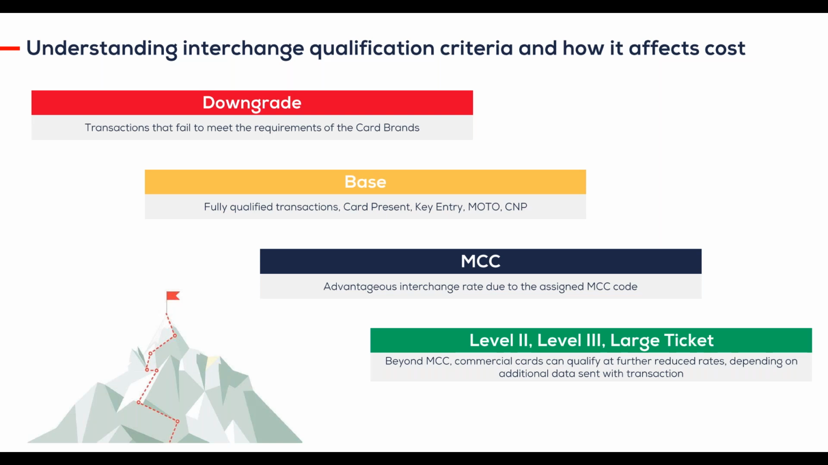So we would hope that the majority of the transactions are qualifying at base rates or better, right? But if something is missing for whatever reason, causing that transaction to not meet the requirements, it's going to process at a more costly rate, which we would label as a downgrade, so the red category. But once you're back at the base rates, you do have opportunities for optimizing the interchange in certain areas.